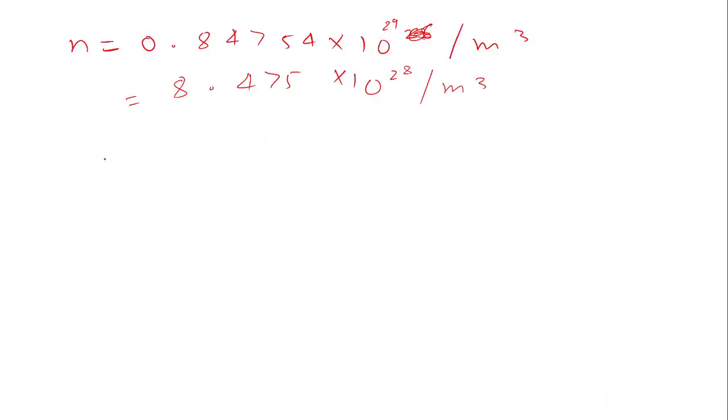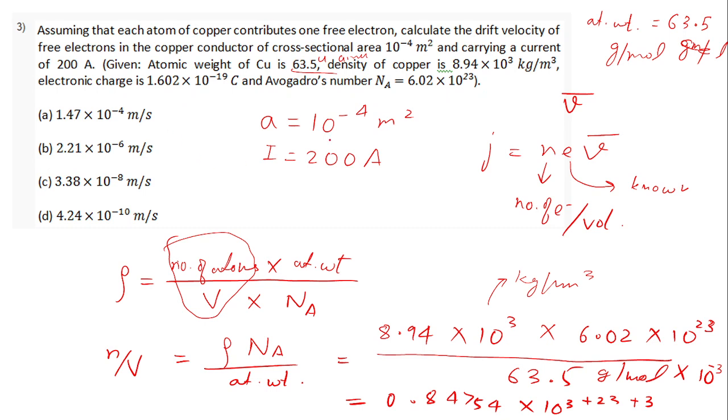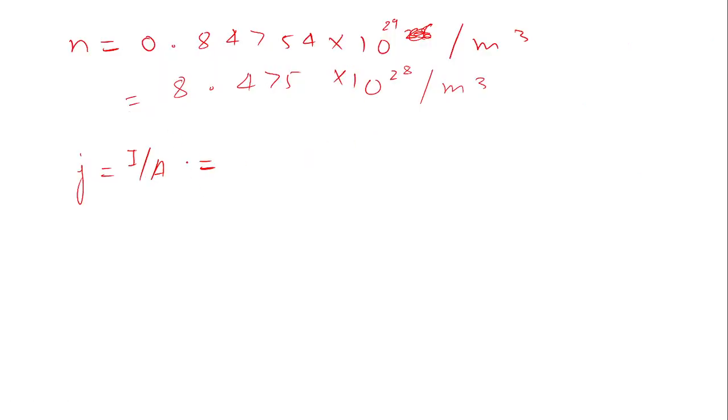And now we have everything. Now to calculate current density, current per unit area, the area is given. So 200 divided by 10 to the power minus 4 ampere per meter square.